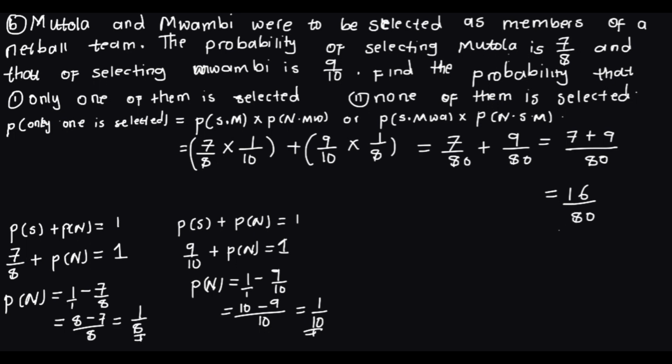So let's see if we can simplify. Which number can go into 16 and 80 without leaving a remainder? 8. So 8 into 16 is 2 over 8 into 80, that is 10. We can also reduce 2 into 2, 1 over 2 into 10, 5.